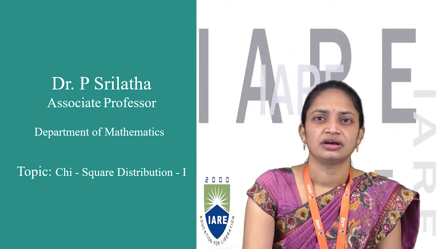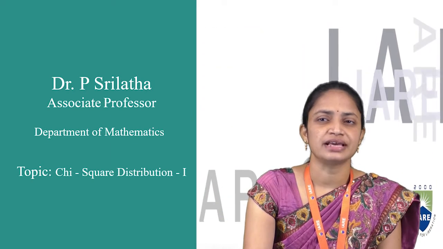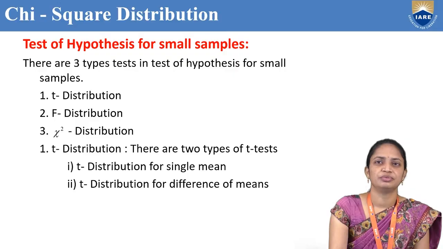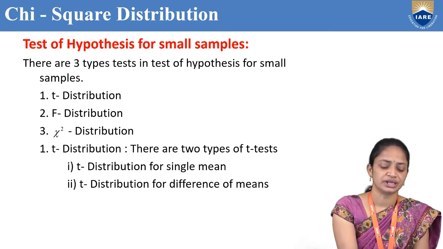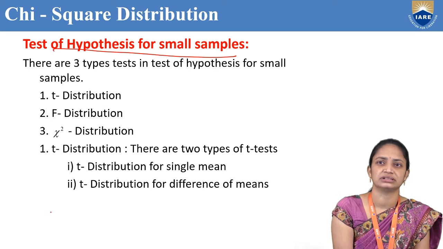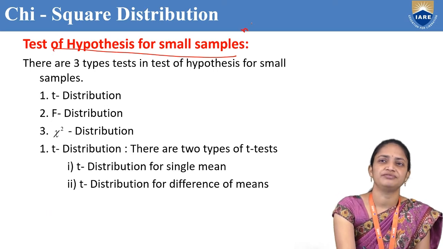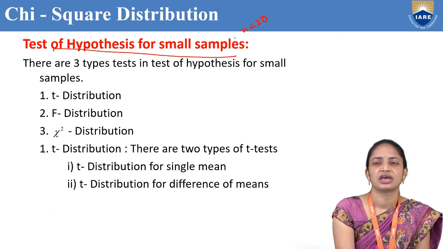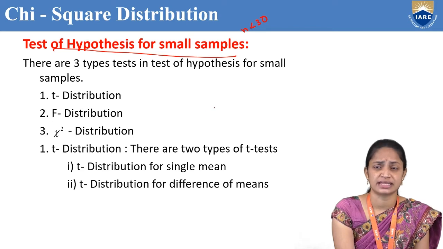In this session, we are going to discuss the chi-square distribution. Before that, we will discuss what a small sample is and what methods there are for small samples. Test of hypothesis for small samples: small sample means n is less than 30. If the sample size is less than 30, then we can say that it is a small sample.